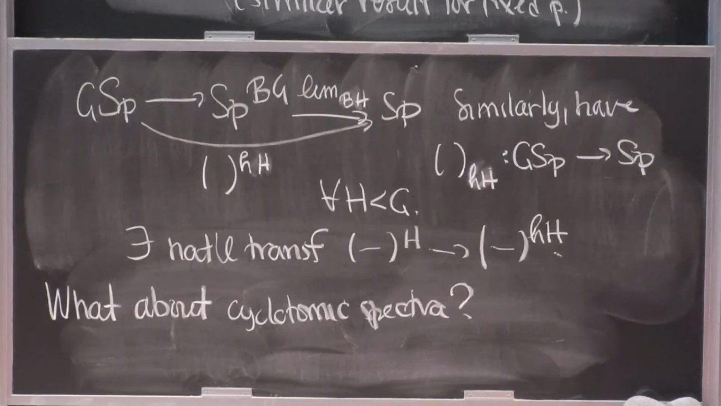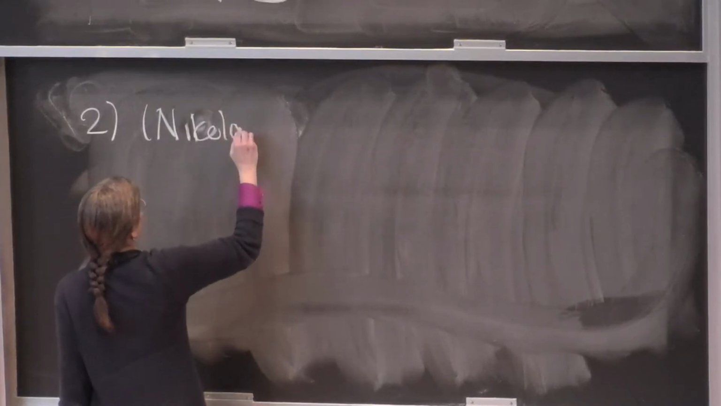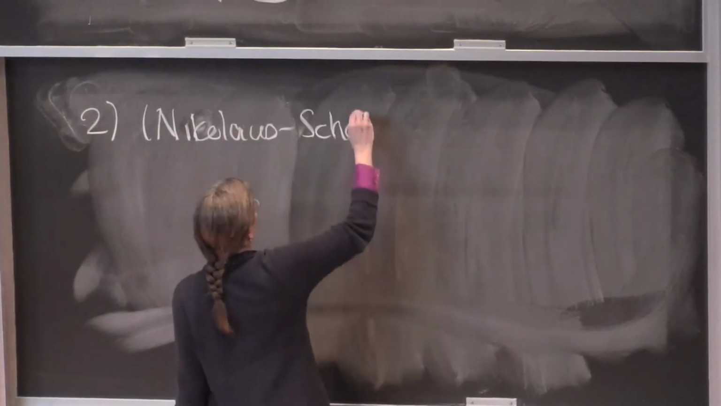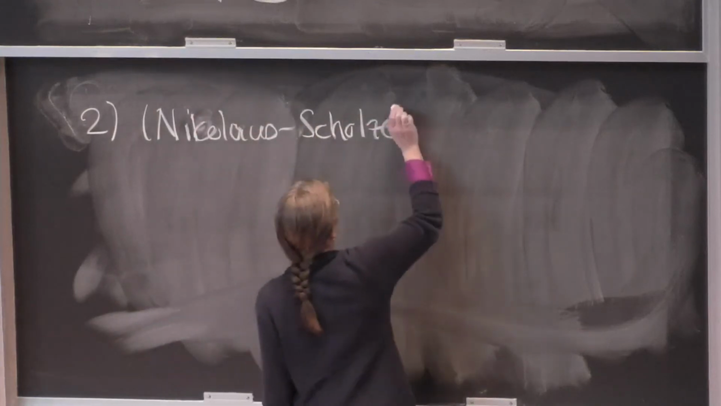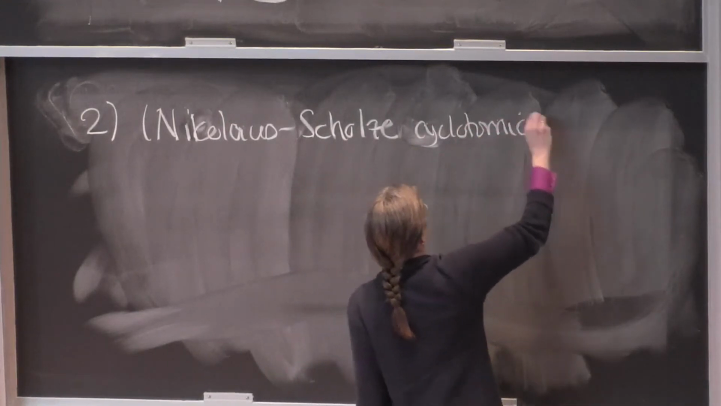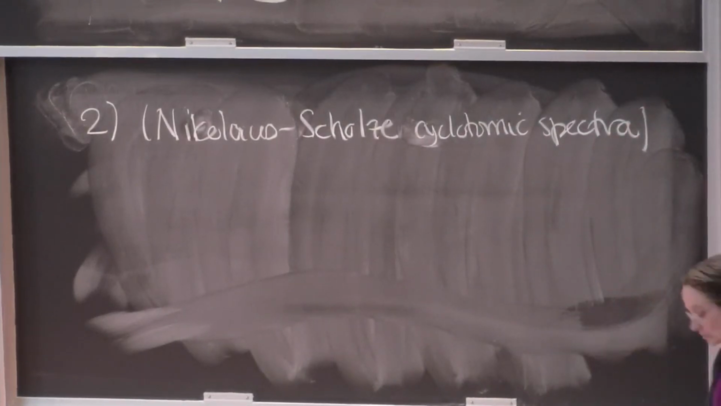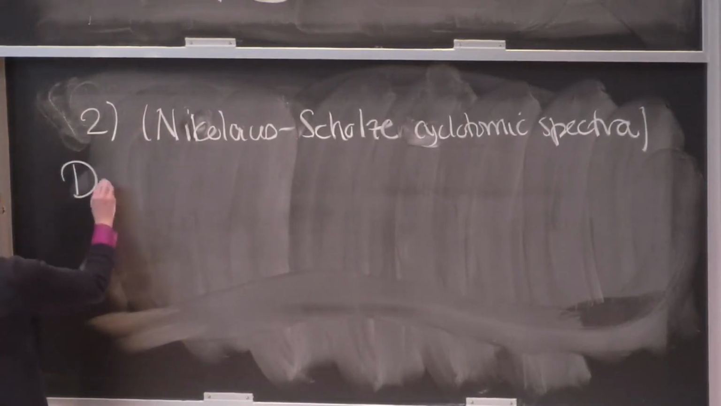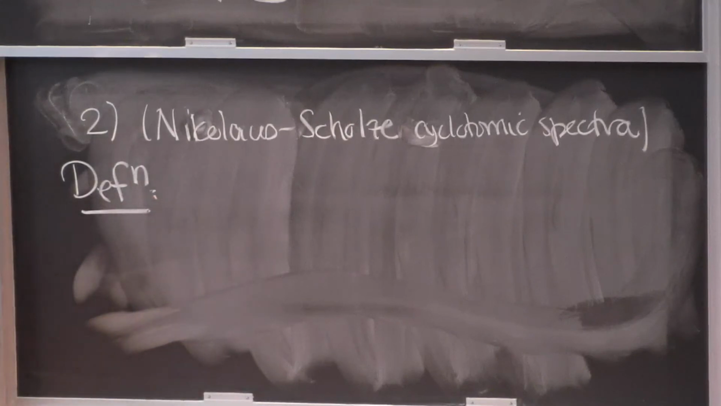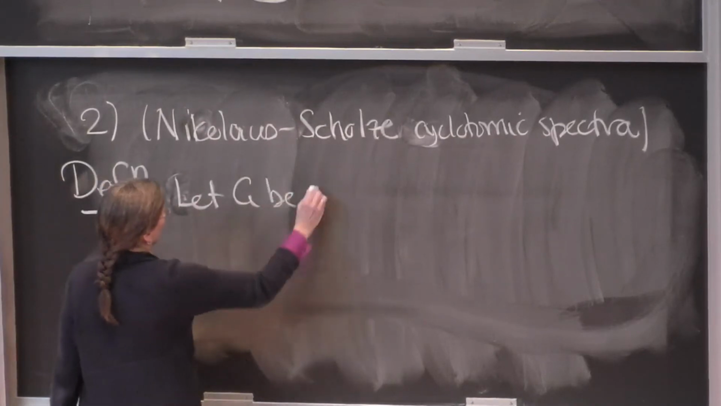Okay, so the second approach is Nikolaus-Scholze cyclotomic spectra. So in order to define these, I need first to define a generalization of the classical algebraic Tate construction to this context. So, definition. Here's the tool that we need. Let's start with G, a finite group.